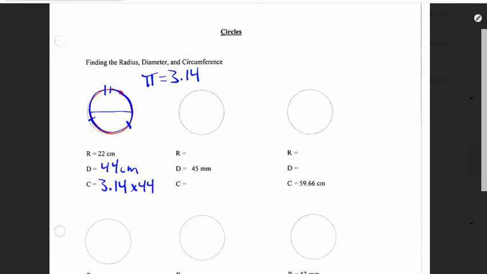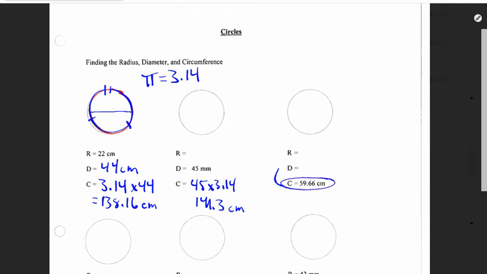So you take the diameter, 44, times it by 3.14, and you get 138.16, and we're talking centimeters. That's what the circumference equals. So in this case, I take 45 and times it by 3.14. 45 times 3.14, and I get 141.3 centimeters.